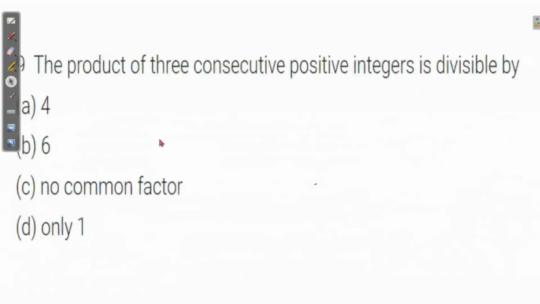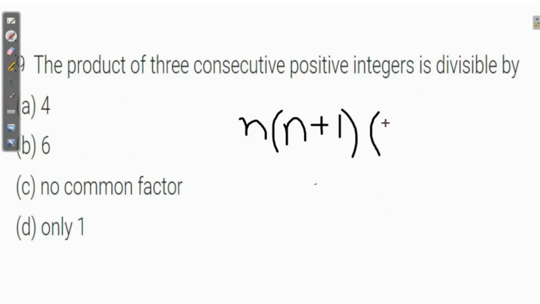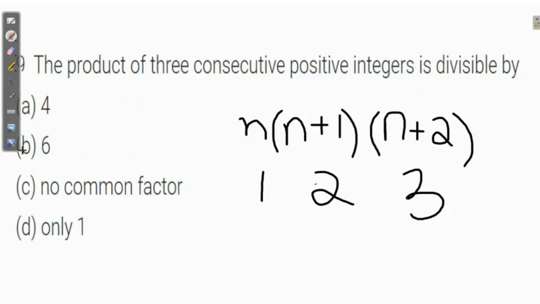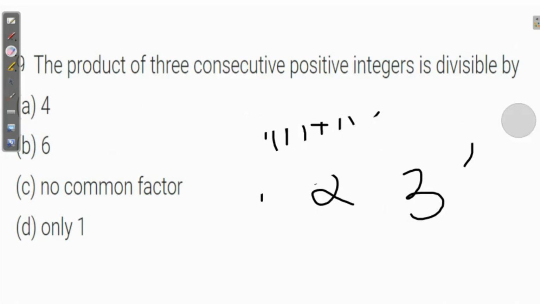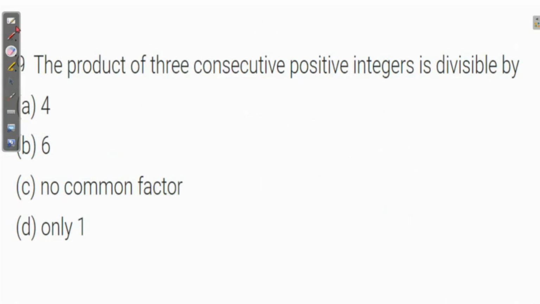Next one. Okay, the product of 3 consecutive integers is, wait, I'll just say n, n plus 1, and then n plus 2. First, basically, we'll start with n as 1. So when n is 1, it'll be easy. 1 into 2 into 3 is 6. So the answer will be 6. Try to do basic things. It'll be easy. Instead of you taking a large number, it'll become difficult, but now it'll be easy.